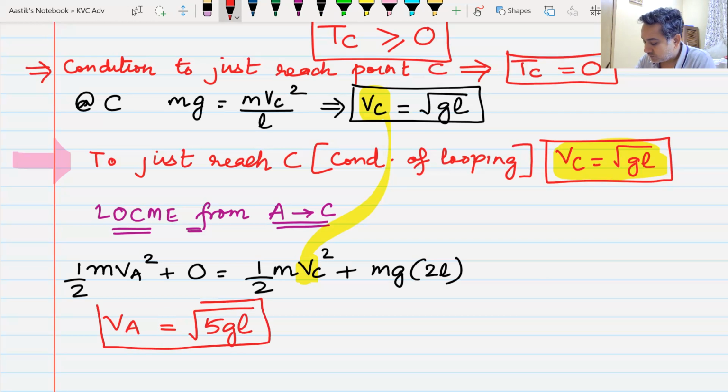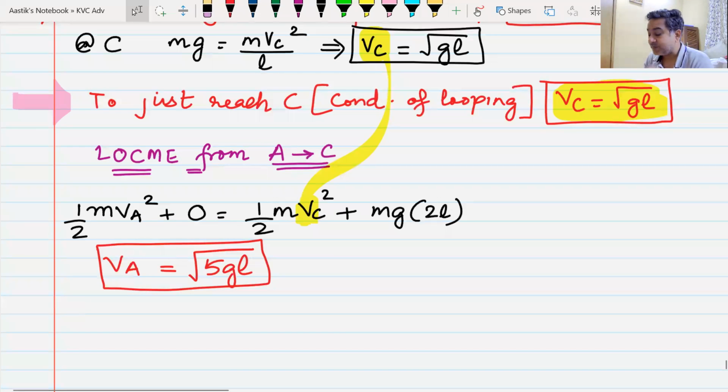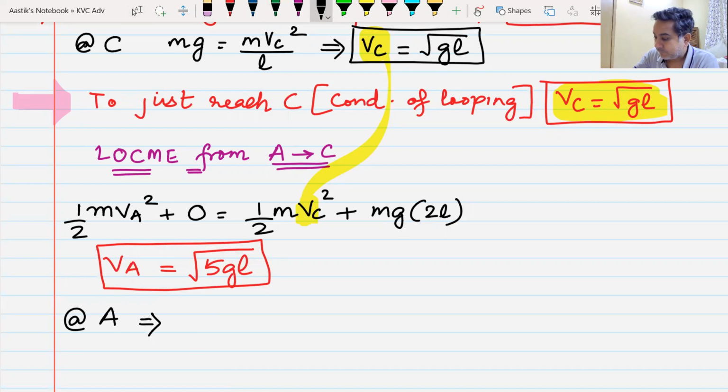You have just taken too much time to get this. Yes or no? Should not have taken so much time. Now you can apply the equation at point A. Again, I'm giving you one chance to redeem yourself. You can apply the equation at point A and tell me the tension at point A.